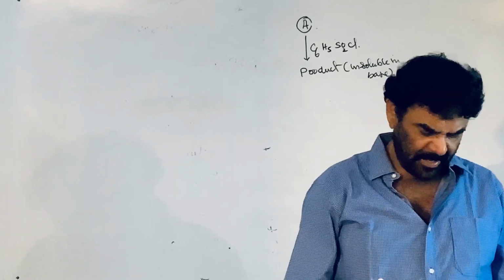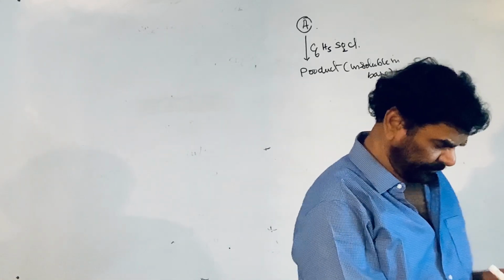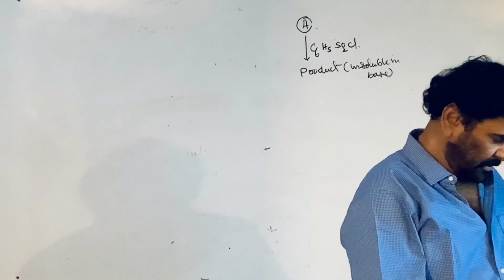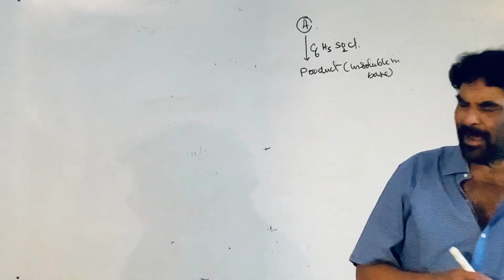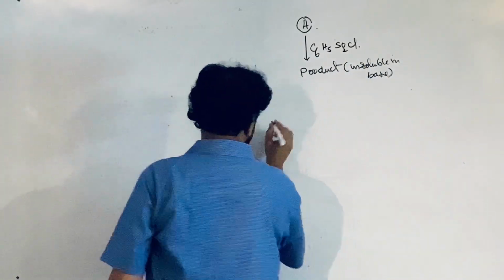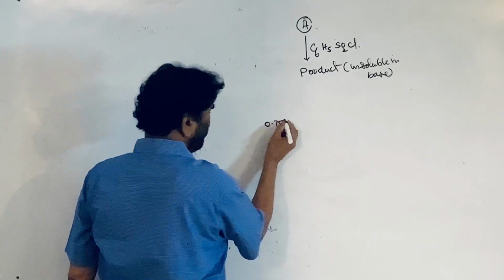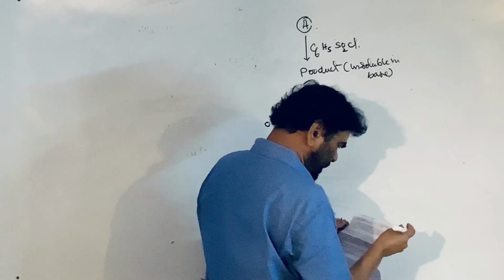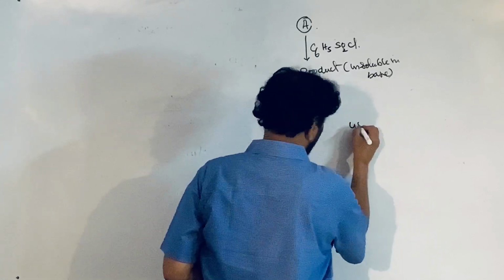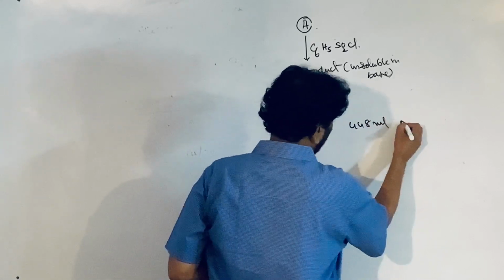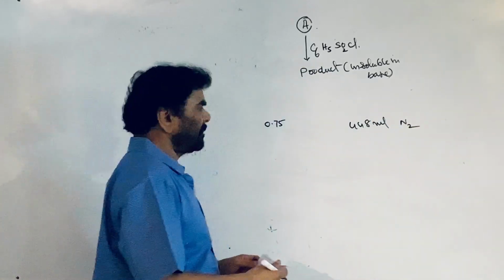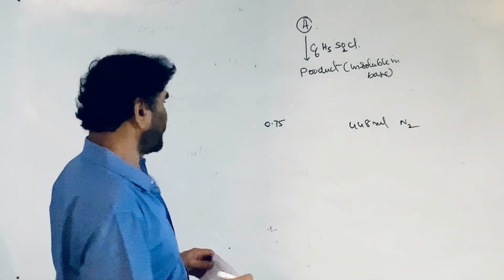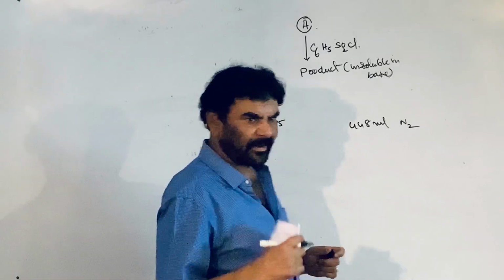Remember one. And the second thing is some conditions are given. So 0.75 grams of the compound is taken, and that produced 224 ml, 448 ml of methane gas when treated with the Grignard reagent.